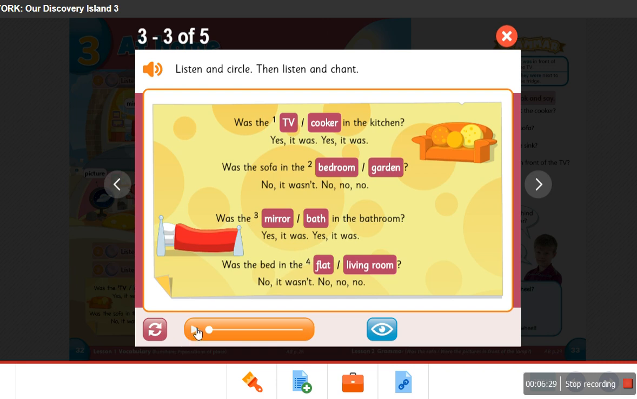Listen. Was the cooker in the kitchen? Yes, it was. And as you all know, the first one is actually done for you. So the answer is cooker.